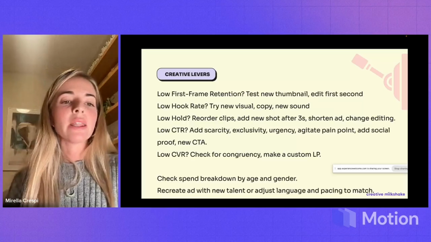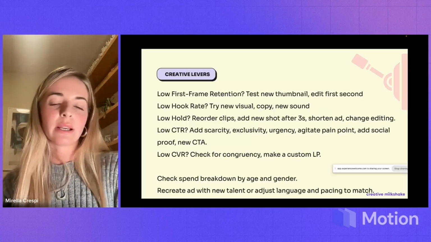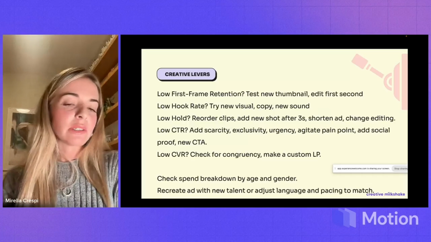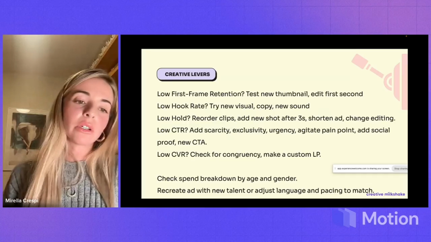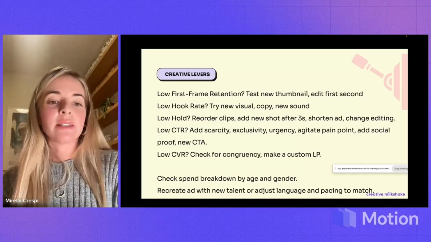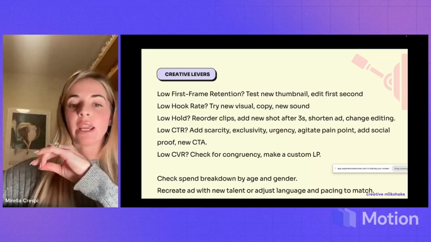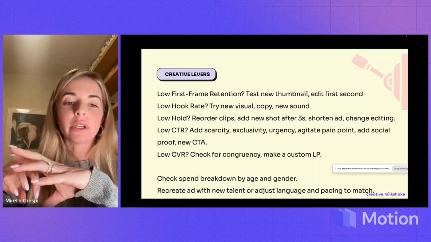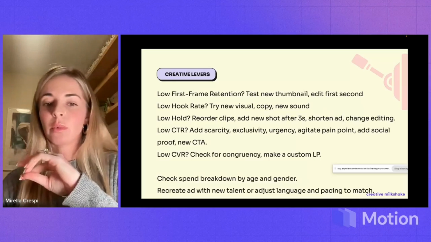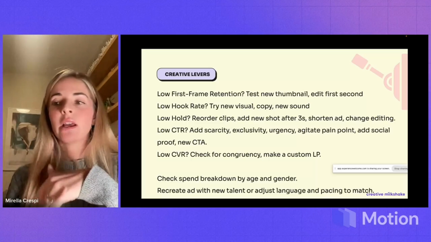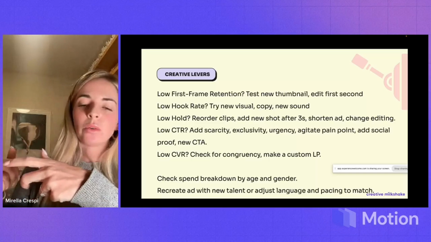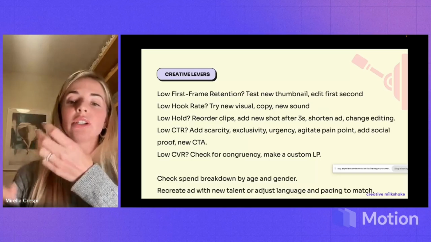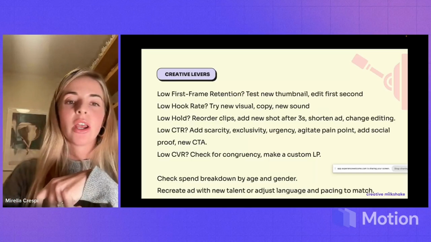And then checking spend by breakdown of age and gender is always key. Sometimes this is overlooked, but you might have an ad that is spending more on a specific age and gender bracket, and you could recreate that ad to resonate even more by adjusting the language to speak to a younger or older audience, changing the tone, changing the pacing to match.